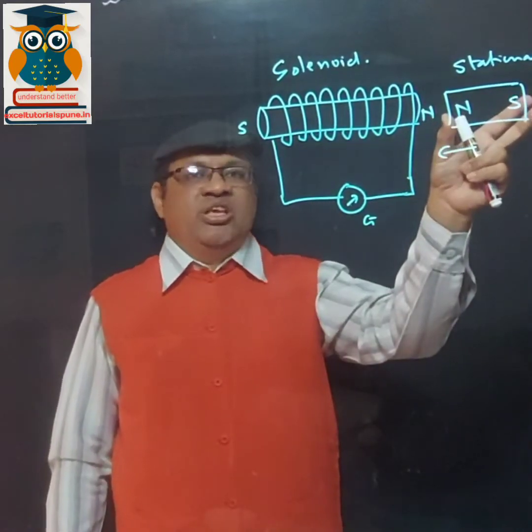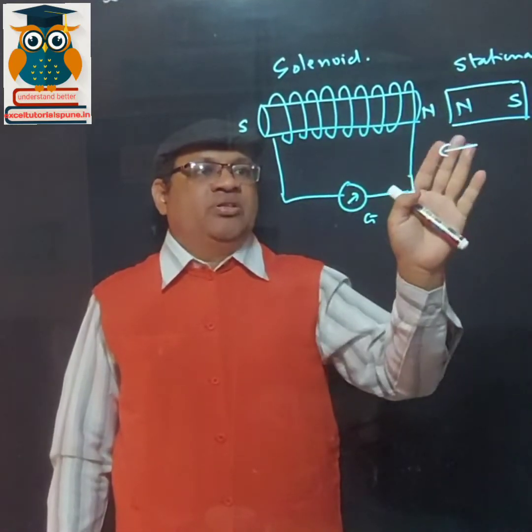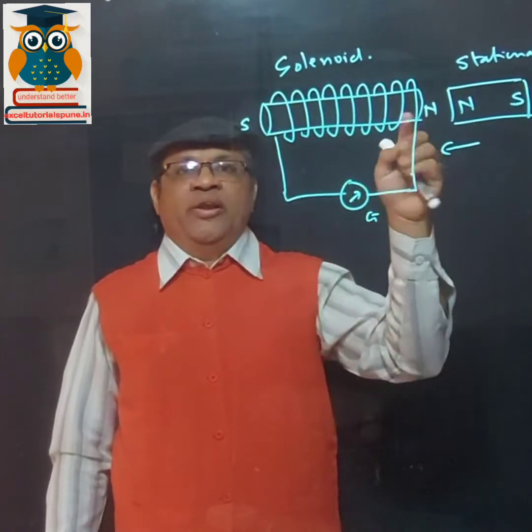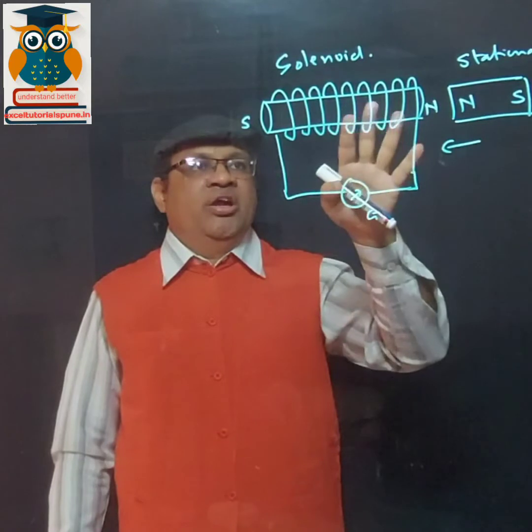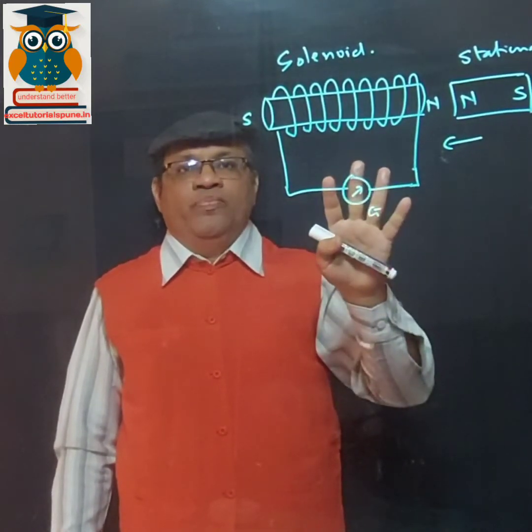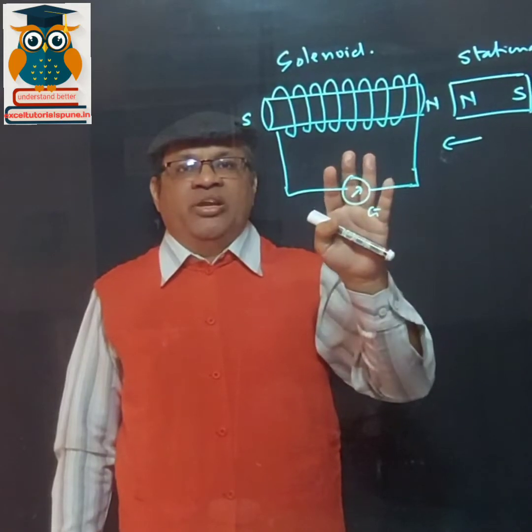Now if you keep the magnet stationary after you bring it, what happens? The galvanometer comes back to its place. The polarity is gone. It ceases to be a magnet. It is just a solenoid now. It loses all its magnetic property.